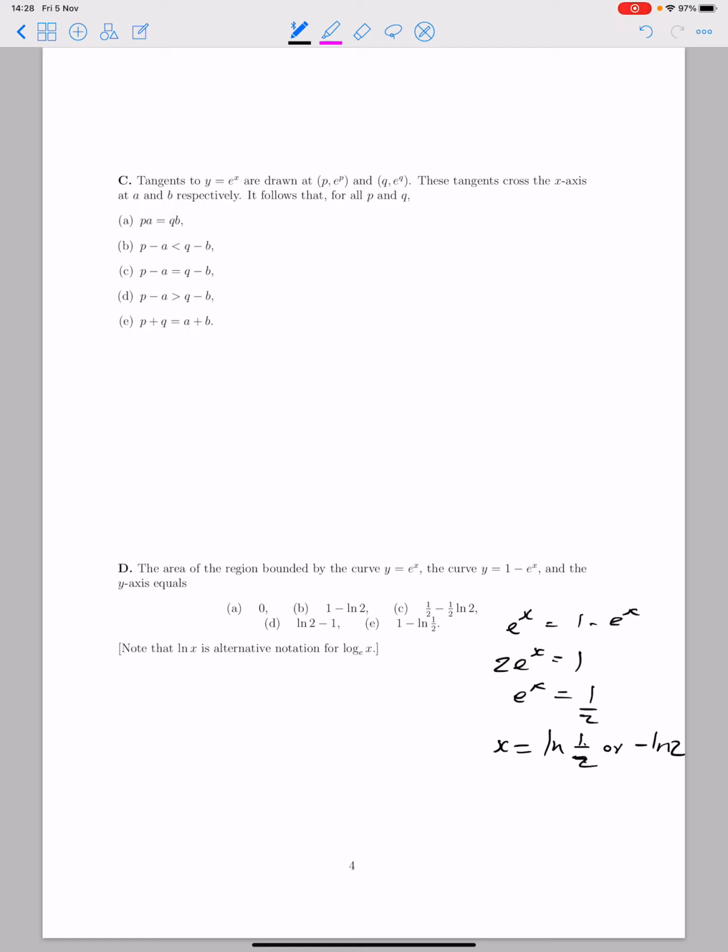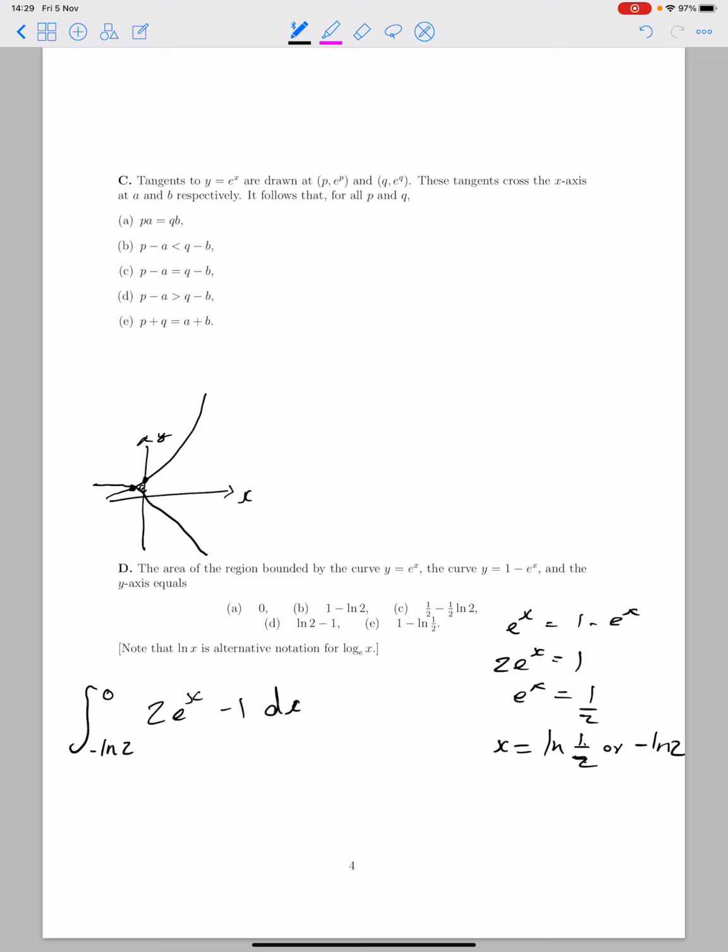If you look at the picture of the curve, I'm just going to do a brief sketch here. It does something like this. So it comes up, there's e to the x, and then 1 minus e to the x comes down here, and we're trying to find this region here. This is the point minus natural log 2, and we're looking for the integral between minus natural log 2 and 0 of e to the x minus (1 minus e to the x), which is the same as writing 2e to the x minus 1 dx.